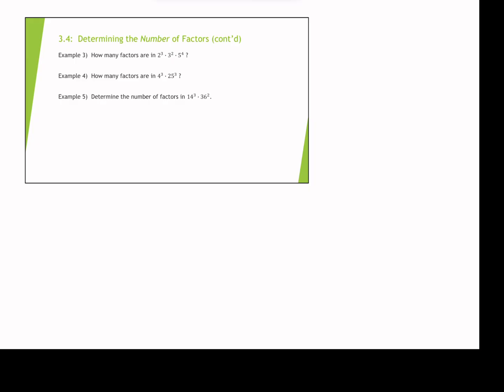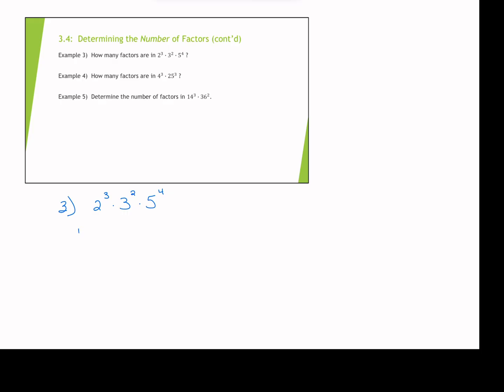When we take a look at the examples on the next slide, we're really just going to practice determining the number of factors we would have for each of these values. So in example number 3, we're asking you to determine how many factors there are in 2 to the power of 3 multiplied by 3 to the power of 2 multiplied by 5 to the power of 4. What I want you to recognize is that all 3 of these are prime number bases. I can't combine any of those bases because they are distinct prime numbers, so they're different from one another.